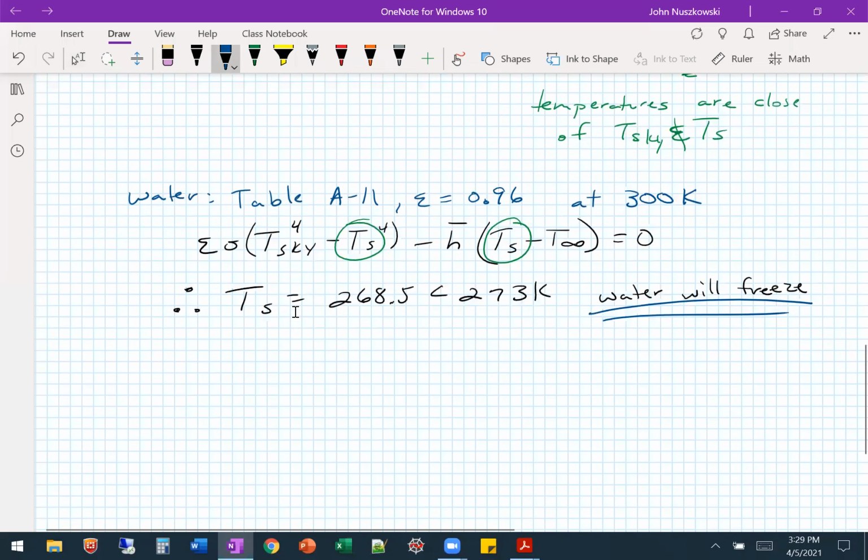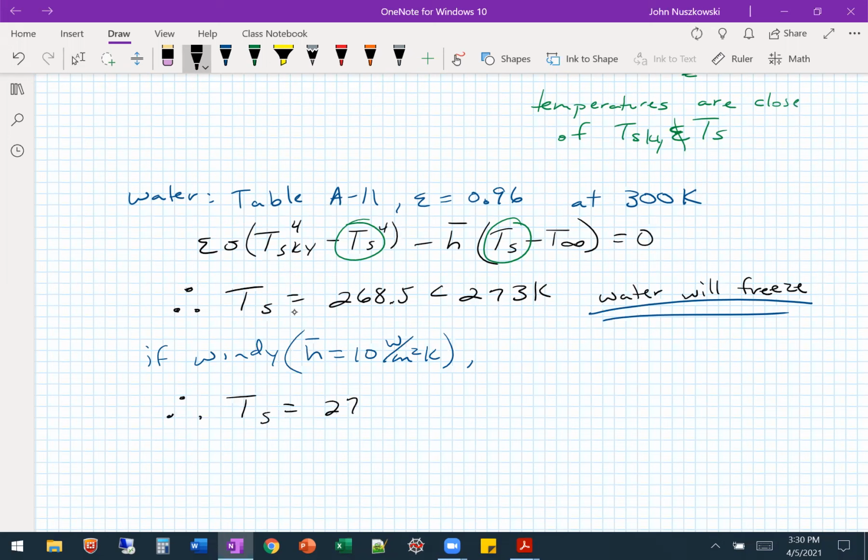And then if windy, that was h equal to 10 watts per meter squared Kelvin instead of 5, we get 277, which is greater than 273. So the water will not freeze.